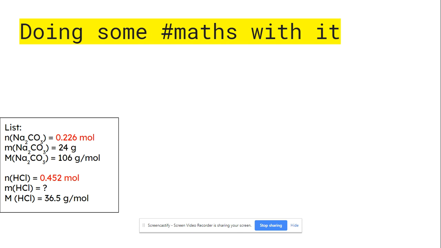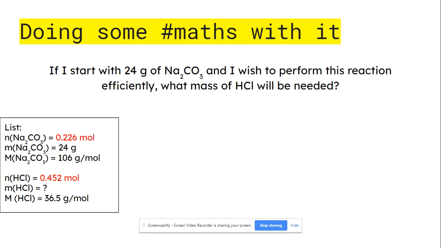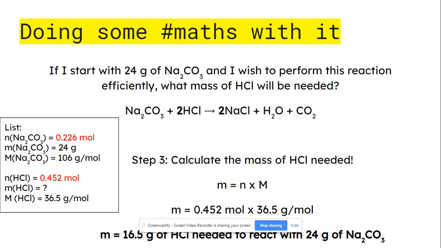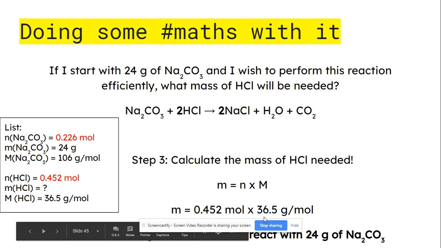So now I've updated my list again. I have 2 of the 3 parts needed for my mass calculation, which means that I can now do it. I have my number of moles, I have my molar mass, and I can work out the mass of hydrochloric acid that is needed. So N equals mass over molar mass, therefore mass equals number of moles times molar mass. So 0.452 moles times 36.5 grams per mole gives us 16.5 grams of hydrochloric acid needed to react with 24 grams of sodium carbonate.